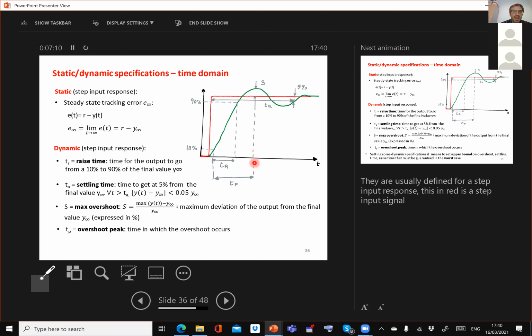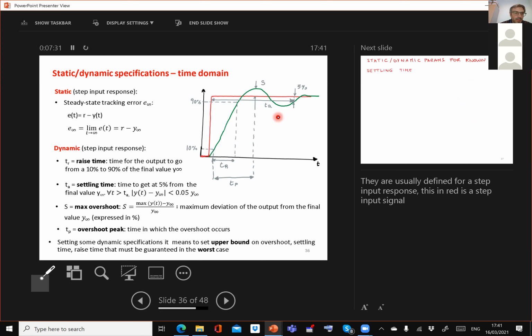The overshoot peak time is the time, from the start of the step input, because in this case we are considering a step input response, that it takes to get to the maximum point, the overshoot point. Setting some dynamic specifications usually means setting upper bounds on overshoot. We don't want the system to oscillate too much. And on settling time, we want the system to respond quickly, or sufficiently quickly for our application. These conditions should be guaranteed in the worst case scenario.